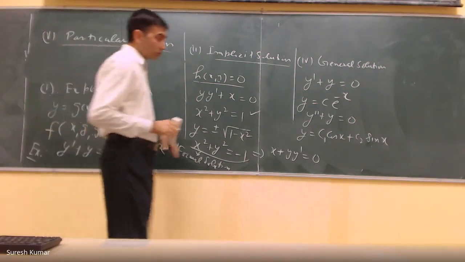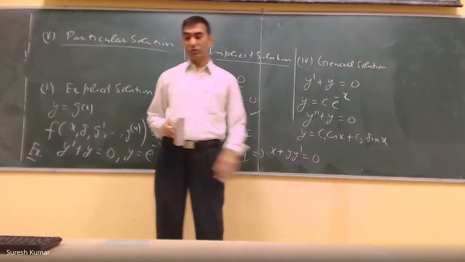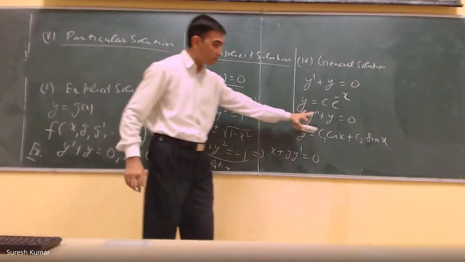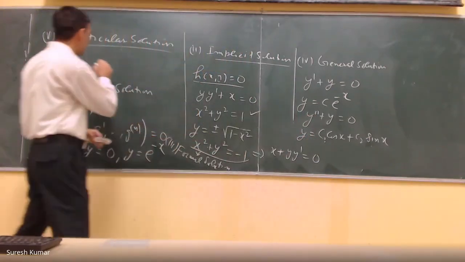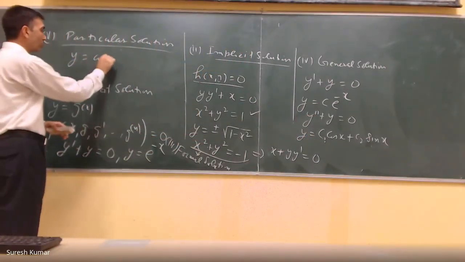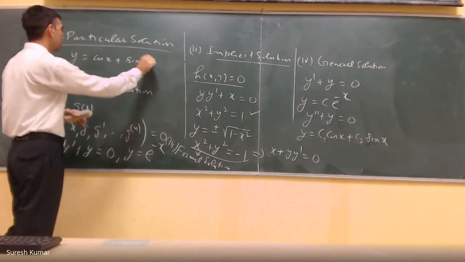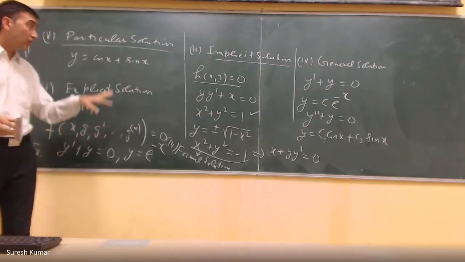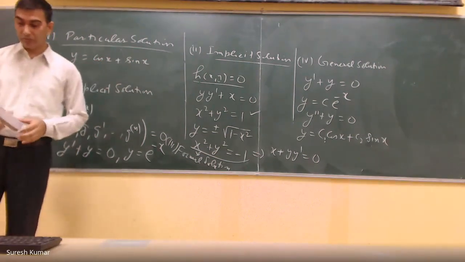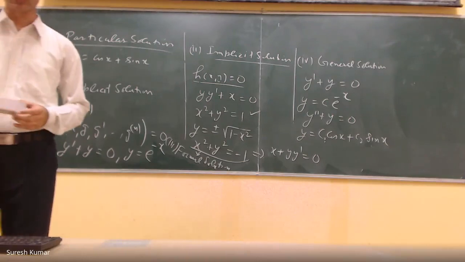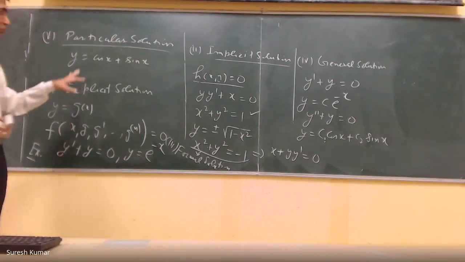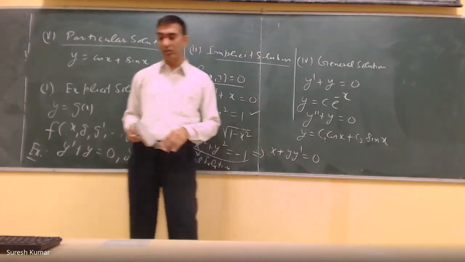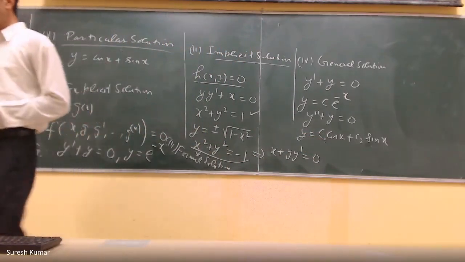Particular solution is obtained by giving particular values to the arbitrary constants. For example, I take the same differential equation and I write something like cos x plus sin x. You can see c1 and c2, I have taken 1. You can check it is a solution, but it's a particular solution. The solution obtained by giving particular values to the arbitrary constants in the general solution is called a particular solution.